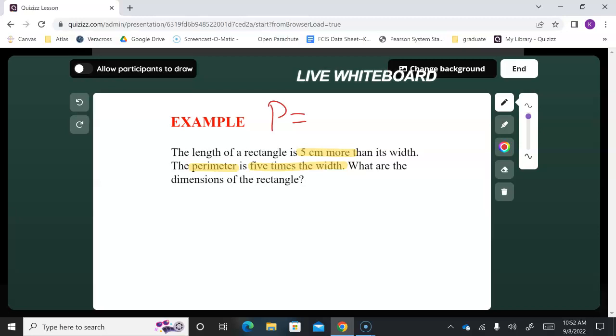So I have the length plus the length plus the width plus the width. And then our shorthand, if we combine like terms, perimeter equals 2 times the length plus 2 times the width. Okay? So now I have a formula. I have a foundation and a starting point.